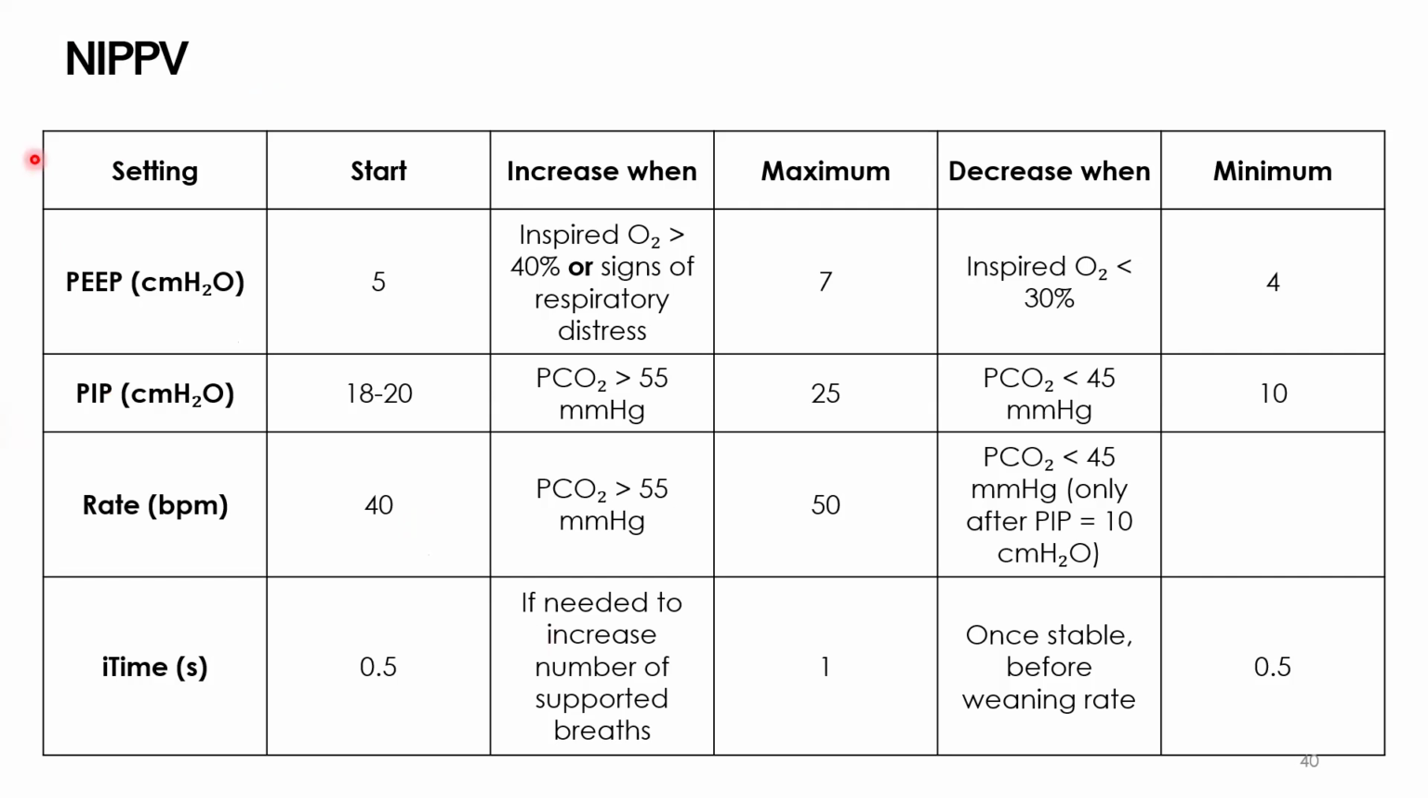If we are using NIPPV in MAS, you can start with a PEEP of 5, then increase up to 7 depending on the FiO2. And the PIP we start with, in a term baby, is around 18 to 20. You can go up to 25 centimeter water.